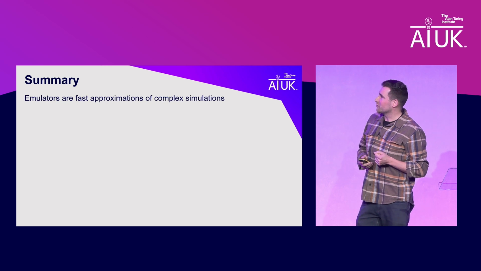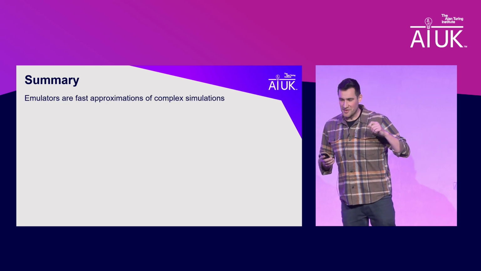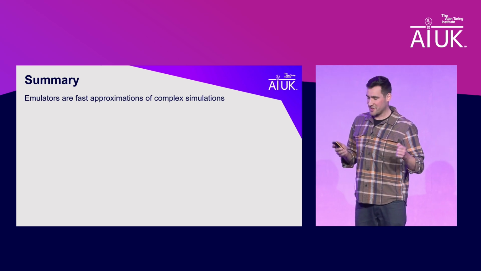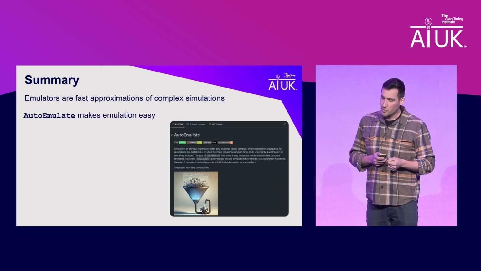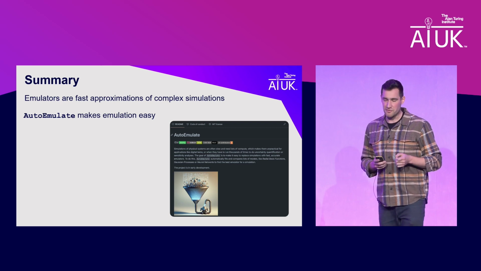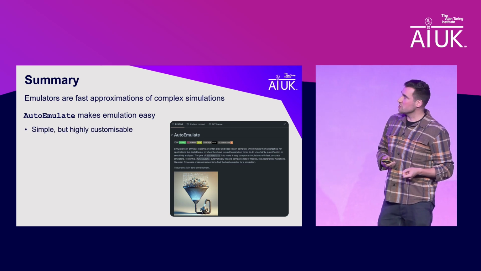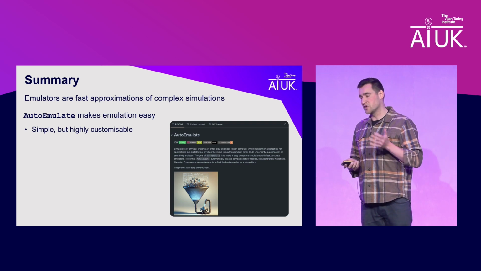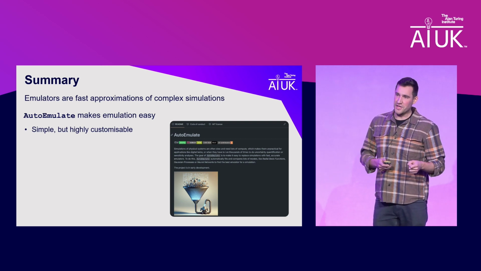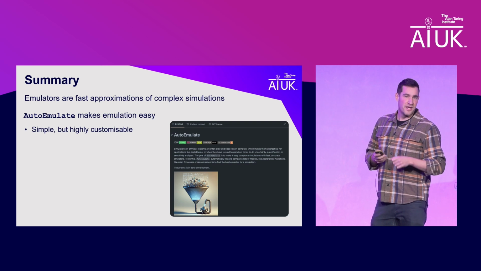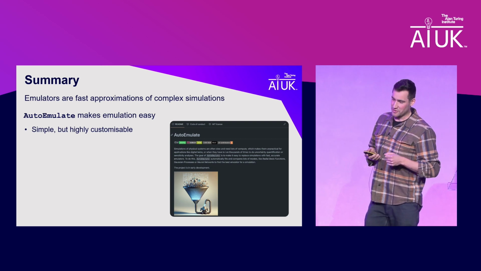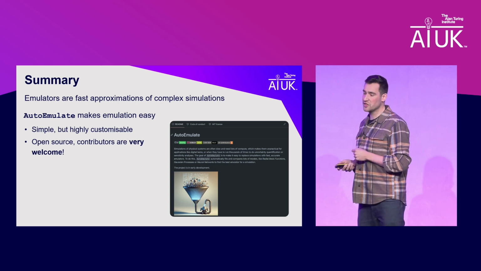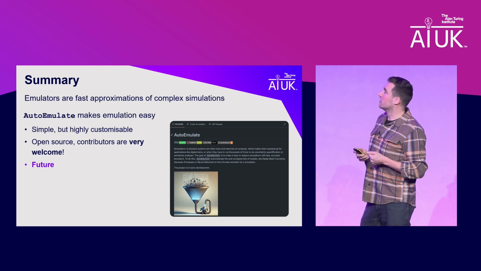To sum that up, the thing to take away is that these emulator models are fast approximations of complex simulations, and any model can really be an emulator model. And that's what AutoEmulate helps with. It makes emulation very easy. It's very simple initially, but it's also very customizable. It's integrated with the scikit-learn ecosystem, so you can use lots of their tools to modify the tactics for cross-validation and data pre-processing and all sorts of things. It's open source, so it's online. Everyone can use it, and contributors are very welcome.